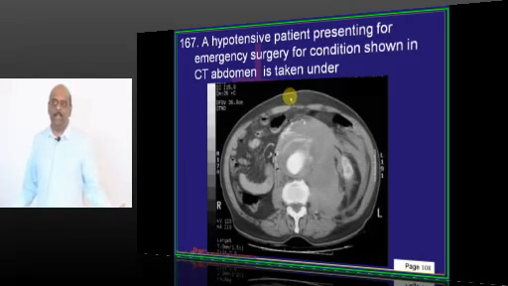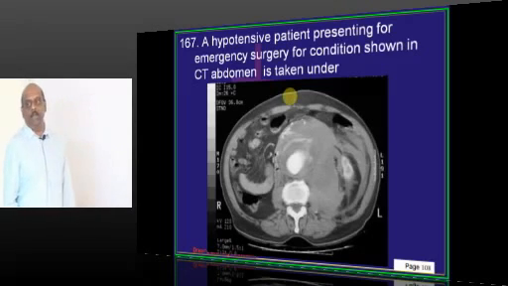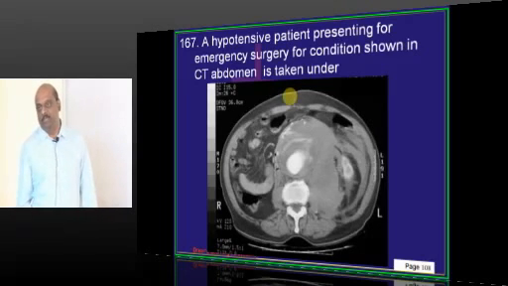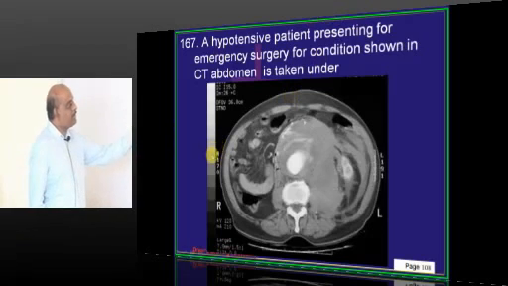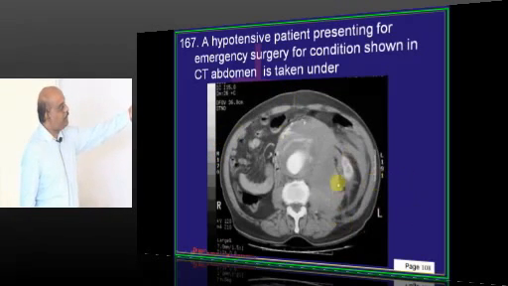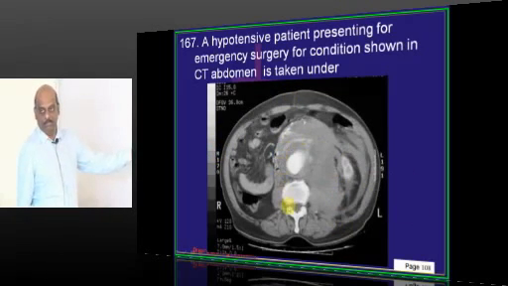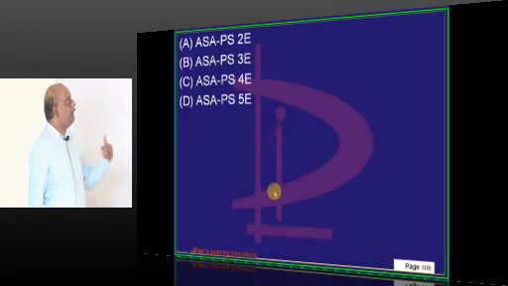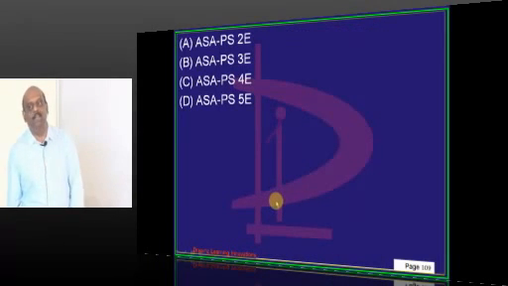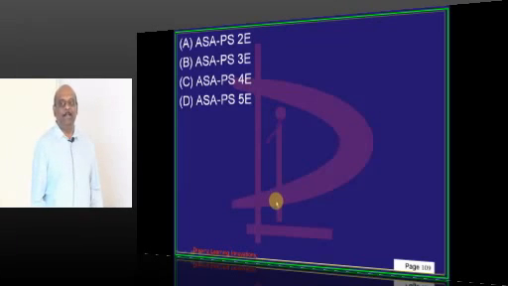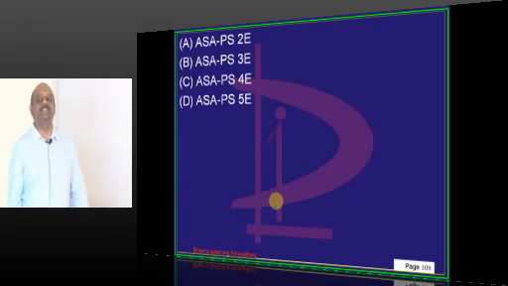There is a hypotensive patient and he presented to emergency surgery. On CT, what can you see? Abdominal aortic aneurysm which has undergone rupture. Right? So he is being put under which level of risk in the American Society of Anesthesiology classification?